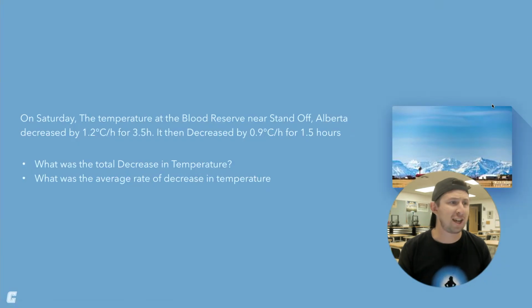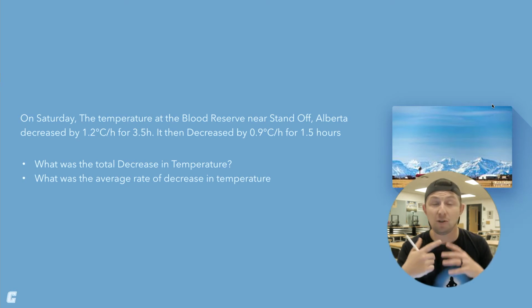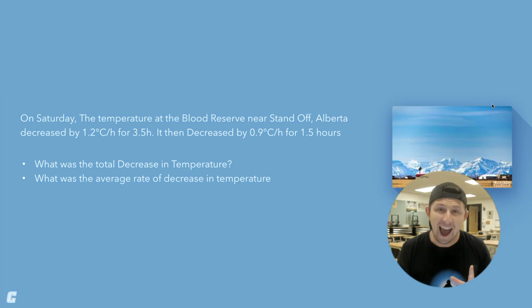The problem reads like this. On Sunday, the temperature at the Blood Reserve near Standoff, Alberta increased by 1.2 degrees Celsius per hour for 3.5 hours. Then it decreased by 0.9 degrees Celsius per hour for 1.5 hours. This is a two-part question. Number 1, what was the total decrease in temperature? And number 2, what was the average rate of decrease in temperature? Those are the two parts of the problem that we're going to solve.